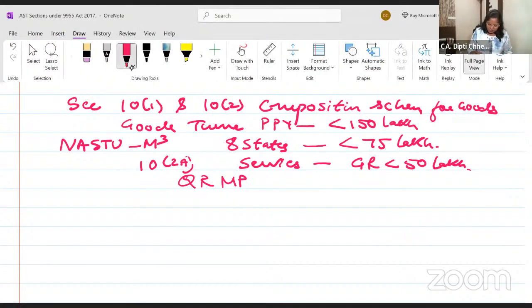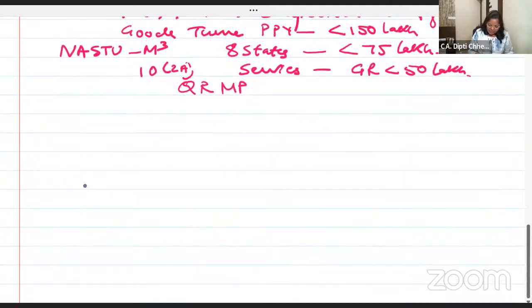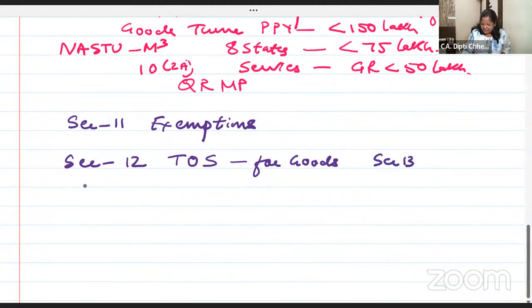Okay, next chalo. Let's move ahead. In this we have done then. Actually, in link, your section 11 is exemptions, which we have not done until now. Then comes your section 12, time of supply. What is the point when you have to charge GST for goods? Section 13, time of supply for services. Detail I am not making you write. If you want, you can leave 5 lines.